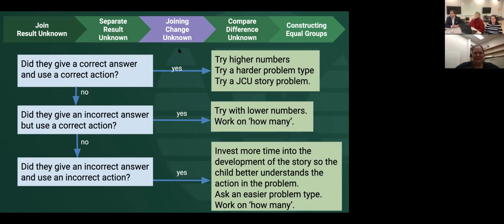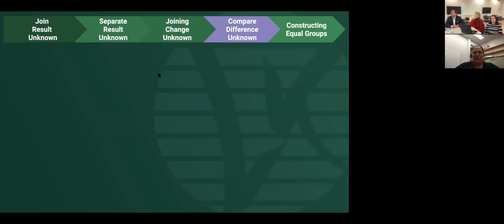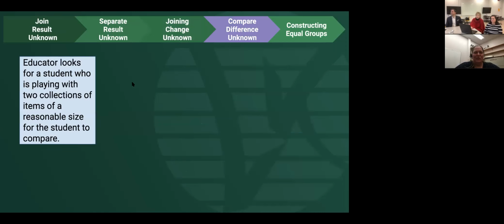So moving along then, we're going to head towards compare difference unknown. This is where they do start to get a little bit different. This is our most challenging additive problem type, the compare problem type. The difference unknown is the easiest of the compare problems, but it's still fairly challenging. In this case, the educator is looking for a student who's playing with two collections of items. And they have to be a reasonable size that the student might be able to compare.